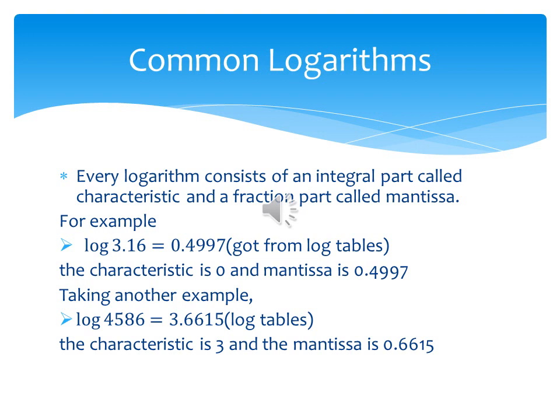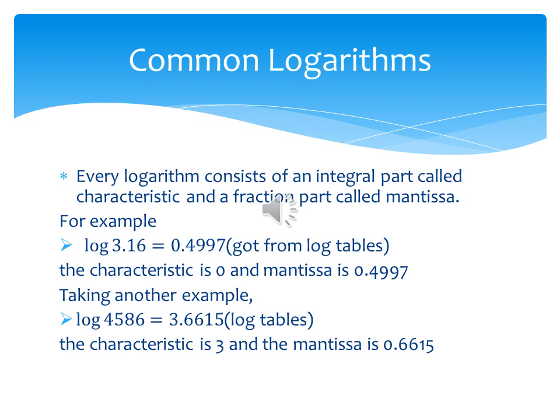Every logarithm consists of an integral part called characteristic and a fractional part called mantissa. For example, if you take log 3.16, what we have to do is find out from the log table its mantissa part. Since 3 is the number in front of the decimal point and it consists of only one digit, you have to write 0, and .4997 is got from the log table.